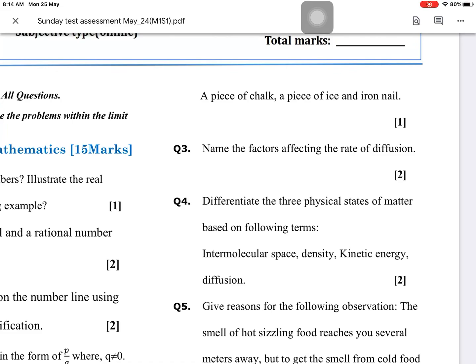Differentiate three physical states of matter based on the following terms. Differentiate means you write the difference between solid, liquid, and gas. So how to write it? Generally you do not need to write definitions here. The terms given show the basis on which you write the difference between them: intermolecular space, density, kinetic energy and diffusion.